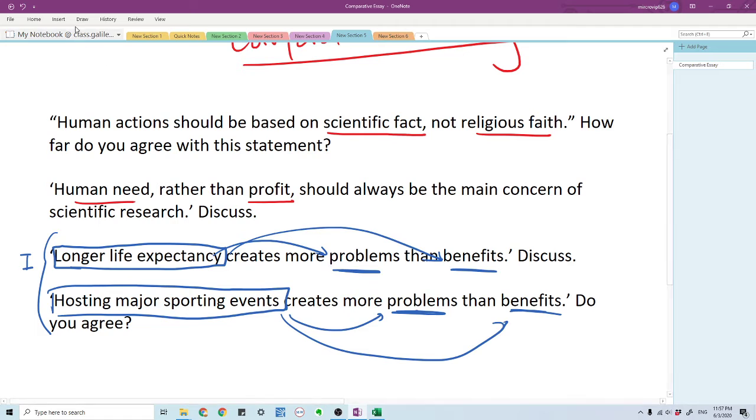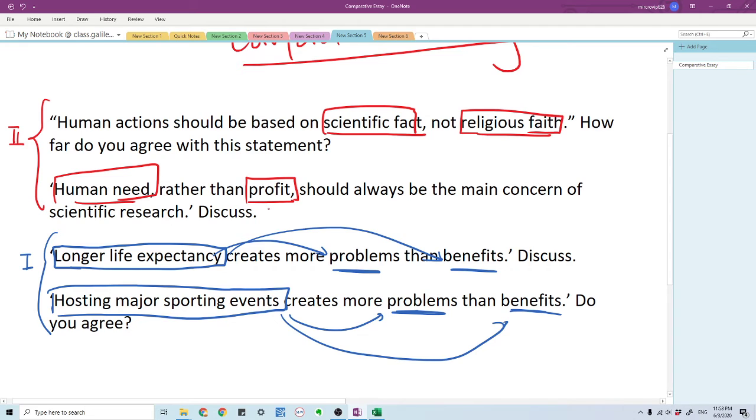Now compare that with this here. Human actions should be based on scientific fact, not religious faith. We have two separate ideas over here. Similarly, human need and profit are two separate ideas. This is what we call type 2 comparative essay questions. The way to tackle each of them is quite different.